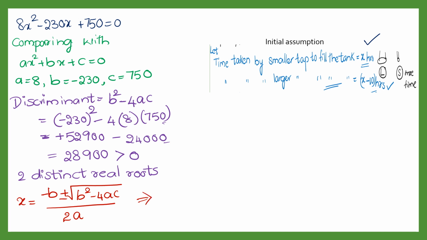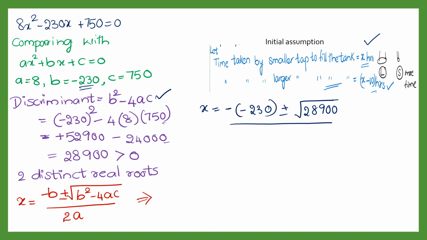Substituting, what do we get? We get x is equal to minus b, that means minus of minus 230. B value is what? Minus 230. Plus or minus root of b square minus 4ac. We already got that, 28,900, by 2a. A value is what? 8. So minus into minus is plus 230 plus or minus root of 28,900. What is the square root of 289? Square root of 289 is 17.